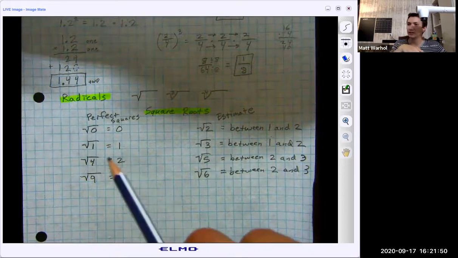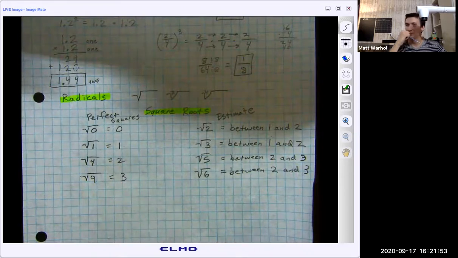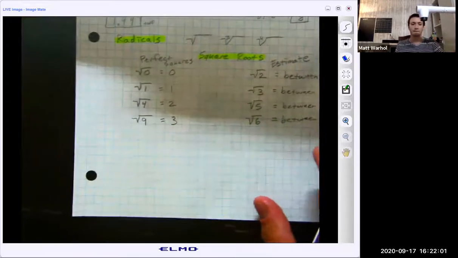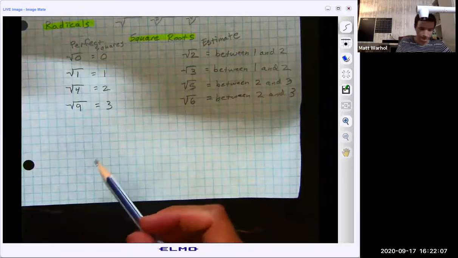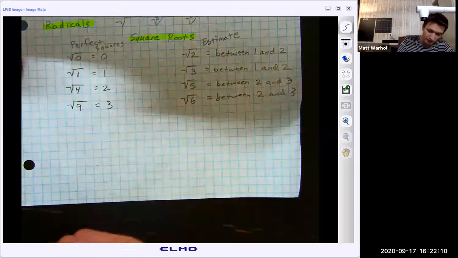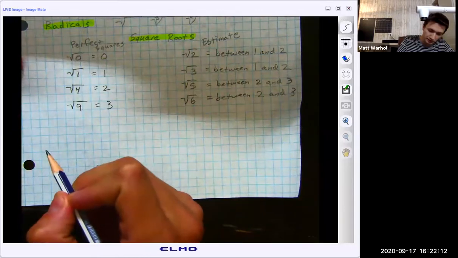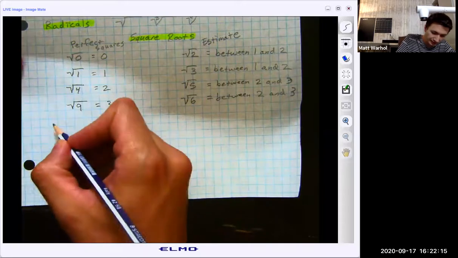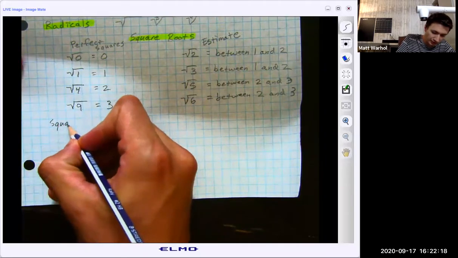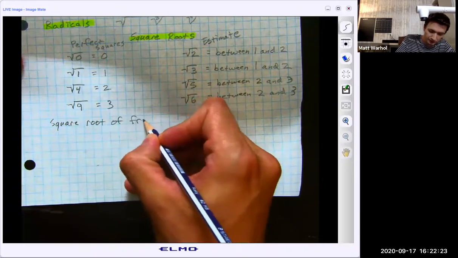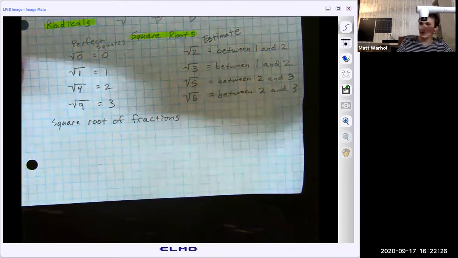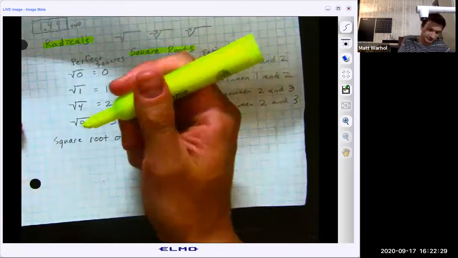Now, inside we had all these really nice numbers. What if we didn't? Let's look at an example with maybe, let's say, a fraction in there. I'm running out of room. I think I can fit it in here though. I'm just gonna do it right here. Let's take the square root of fractions. And I'll highlight that. That's gonna be our next piece.